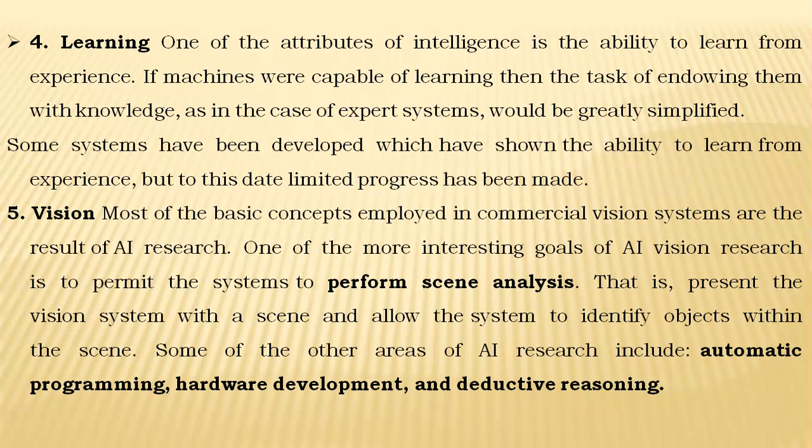The next point is vision. Many of the concepts employed in commercial vision systems result from artificial intelligence research. The major aim of artificial intelligence vision research is to permit systems to perform scene analysis based upon the given inputs, which is nothing but estimation levels, including automatic programming, hardware development, and predictive reasoning.